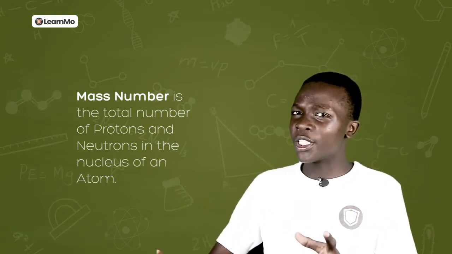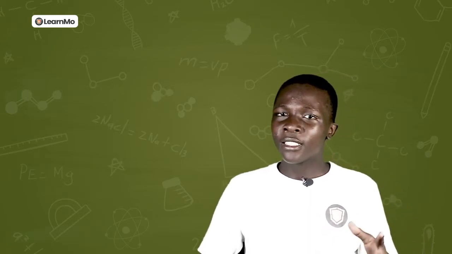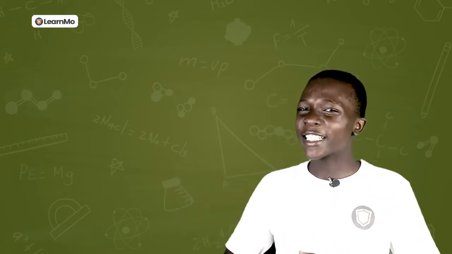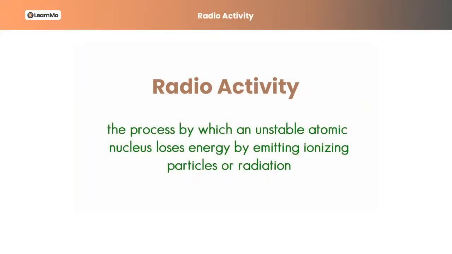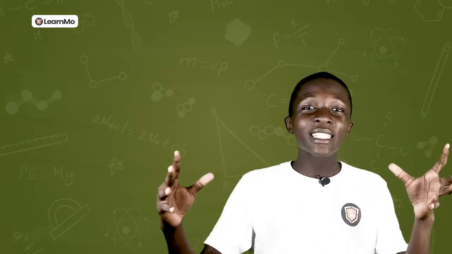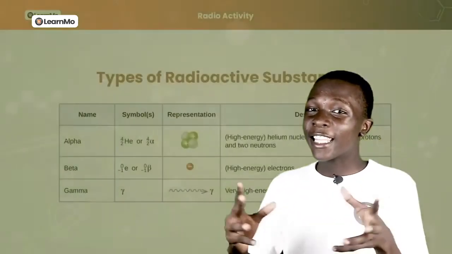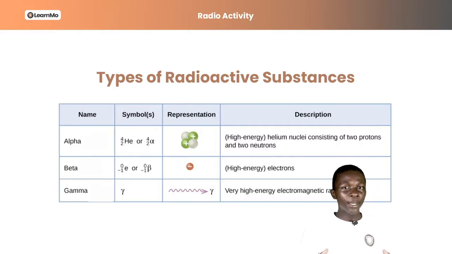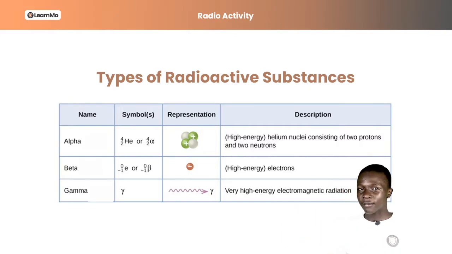Let's make our way to radioactivity. Now, what is the meaning of radioactivity? So, radioactivity in itself simply means the spontaneous disintegration of an unstable atomic nuclide to form a more energetically stable atom. In this video, we will discuss the three kinds of radioactive substances, that is, alpha radiation, beta radiation, and gamma radiation. Let's start with alpha radiation.